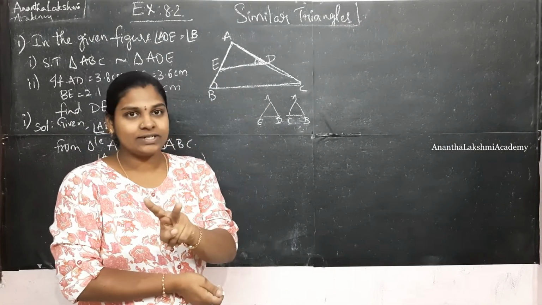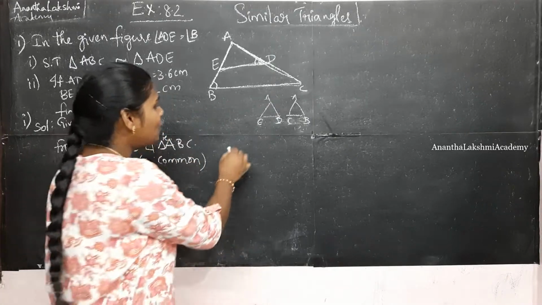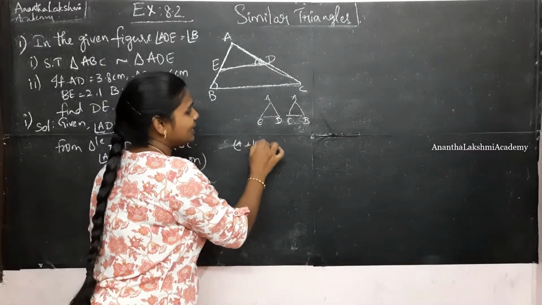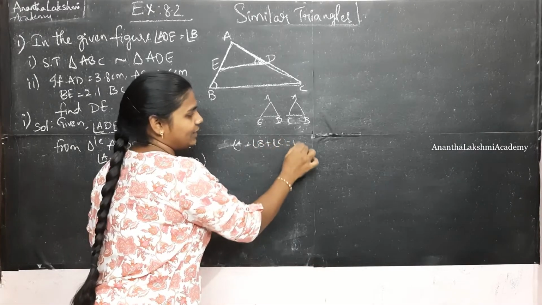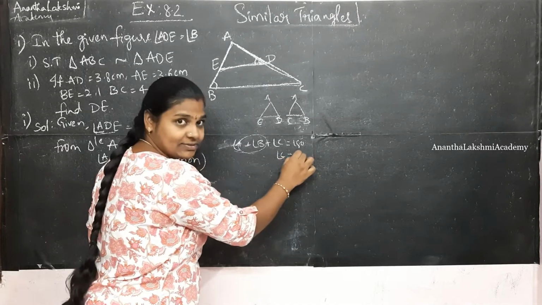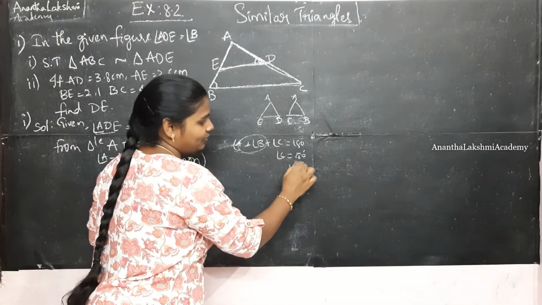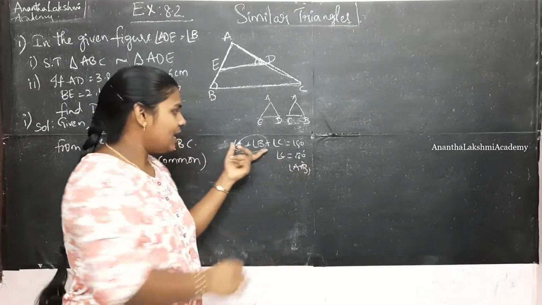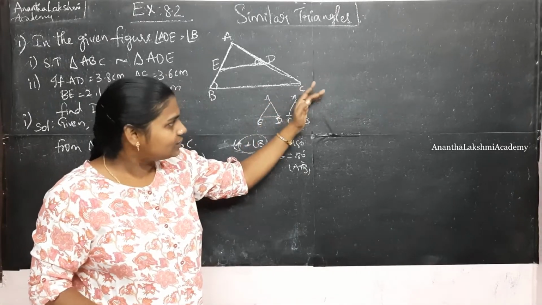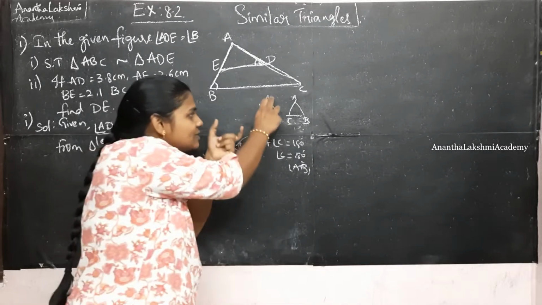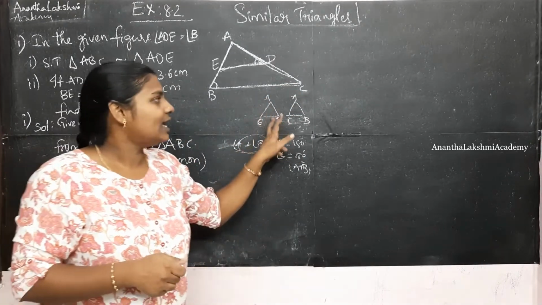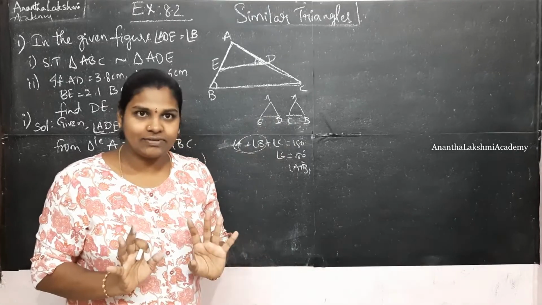When two angles are equal, we know that the sum of the angles in a triangle, like angle A plus angle B plus angle C, is equal to 180 degrees. When you know two angles, you can get the third angle as well, 180 minus A plus B. When two angles in one triangle are equal to two angles in the other triangle, eventually the third angle in both the triangles will also be equal.